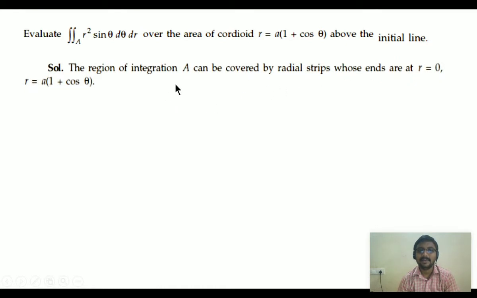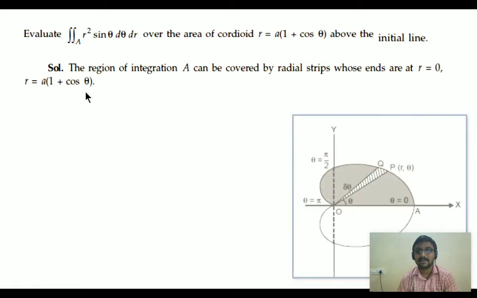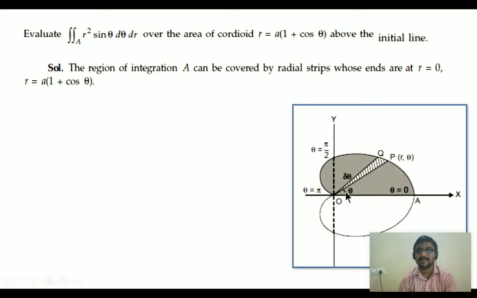Solution: the region of integration A can be covered by radial strips whose ends are at r equal to 0 and r equal to a into 1 plus cos theta. The rough sketch of the region is like this. It is the cardioid. X-axis is nothing but theta equal to 0, the initial line. Y-axis is nothing but the pole line, that is theta equal to pi by 2 line. Negative x-axis is nothing but theta equal to pi line. And the shaded region is the area above the initial line of the cardioid. So in this area, we have to find out the double integral value.